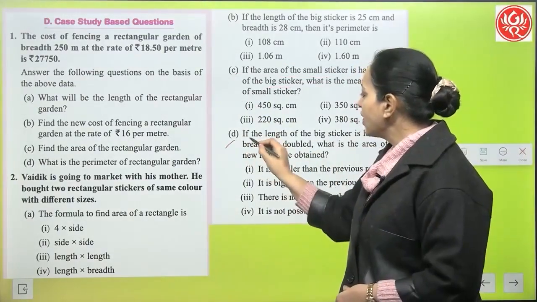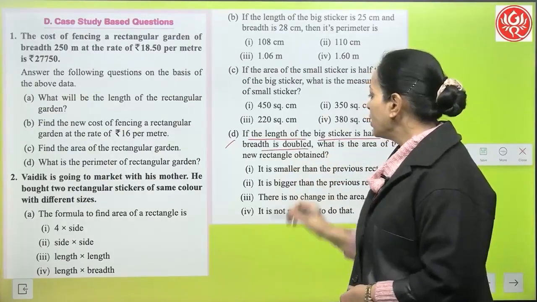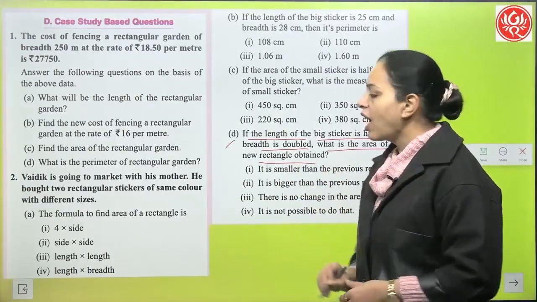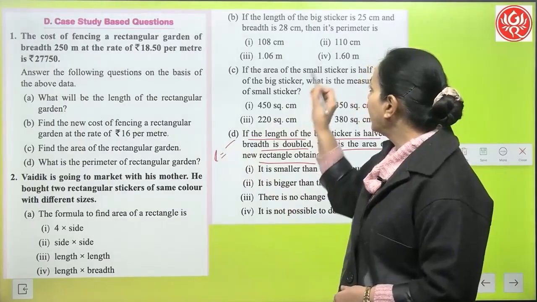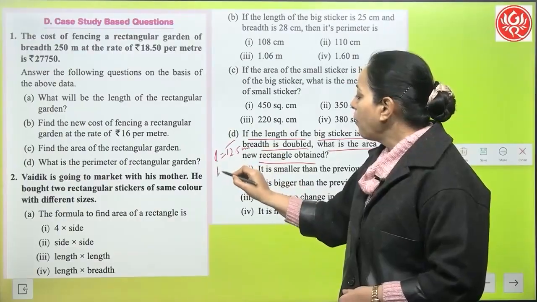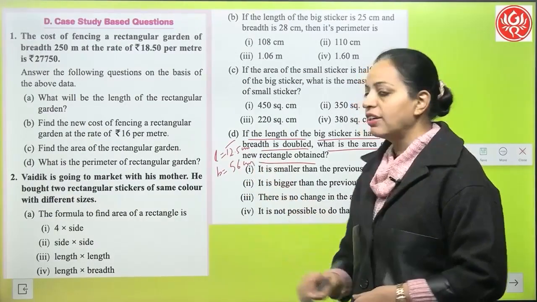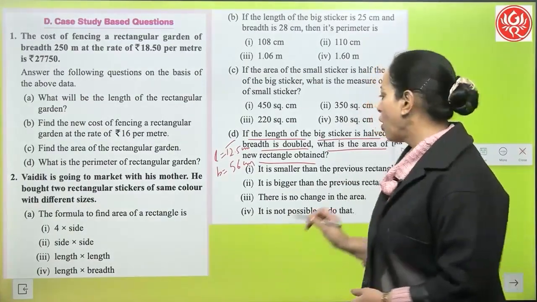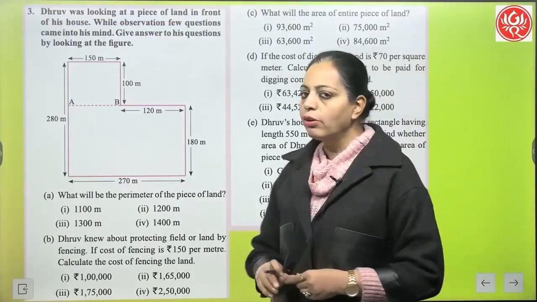Now the next is, if the length of the big sticker is halved and the breadth is doubled, then what is the area of the new rectangle obtained? Now length is halved, that is, length becomes 12.5 centimeter and breadth is doubled, means 56 centimeter. Then we can calculate the area and then just find out the answer, right? Now the next is the third one.